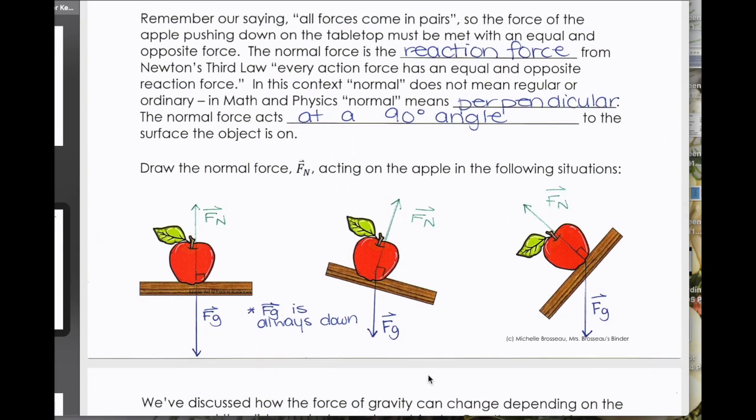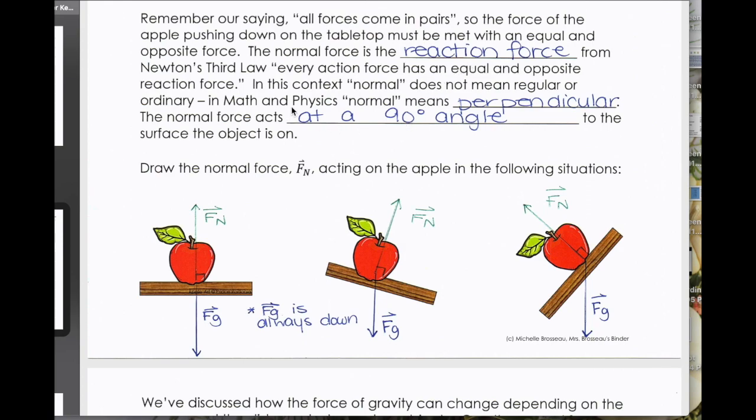If you remember, all forces come in pairs, that's Newton's third law. The force pushing down on the tabletop must be met with an equal but opposite force. So the normal force is the reaction force, just like Newton's third law.